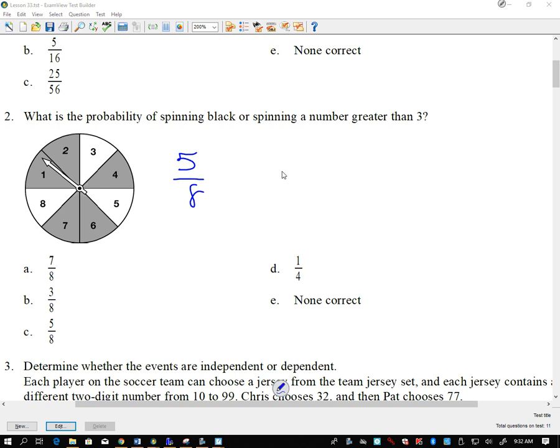If it has to be both of those things, and it doesn't say "and," but if it had to be both, then we would have to get: 4 is black and greater than 3, right? 6 is black and greater than 3. 7 is black and greater than 3. 8 is not black, right? So we would be left with 3/8, which again is an option, but it's not the right option.